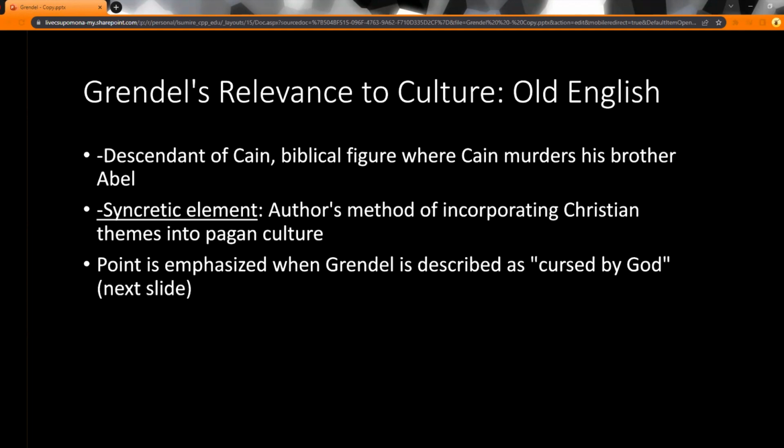Okay. So remember what I said about syncretism and the idea about taking Christian elements and weaving them into pagan ideas? Well, this is actually really relevant to that because you find out that Grendel is actually a descendant of Cain. Yes, that Cain, the Cain where he murders Abel in the Bible. Grendel is actually a descendant of him. Even though Cain himself isn't actually in the poem, it's explicitly stated that Grendel does come from Cain. And so we could say that Grendel himself is a very important syncretic element in Beowulf.